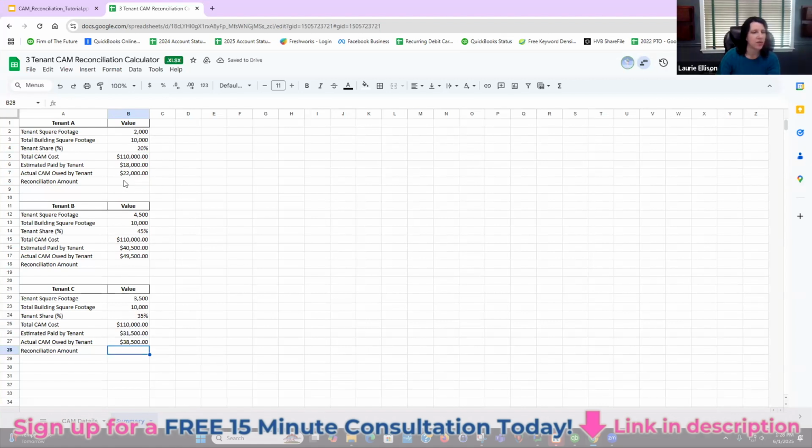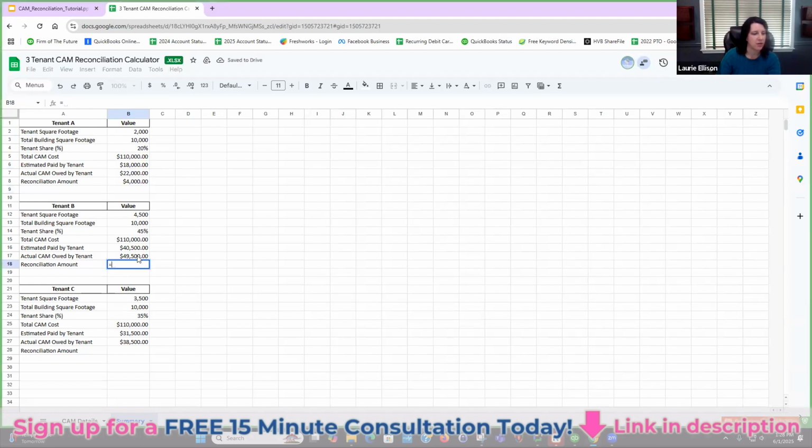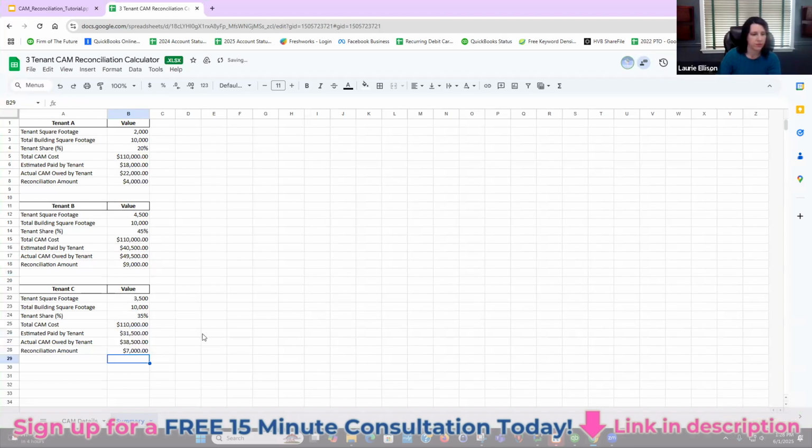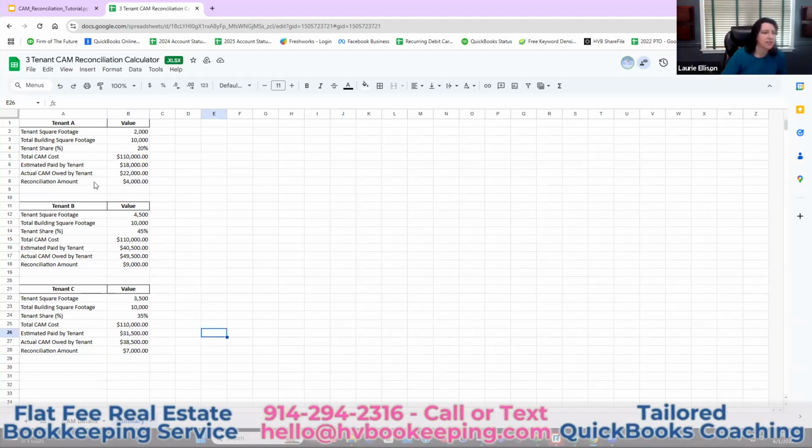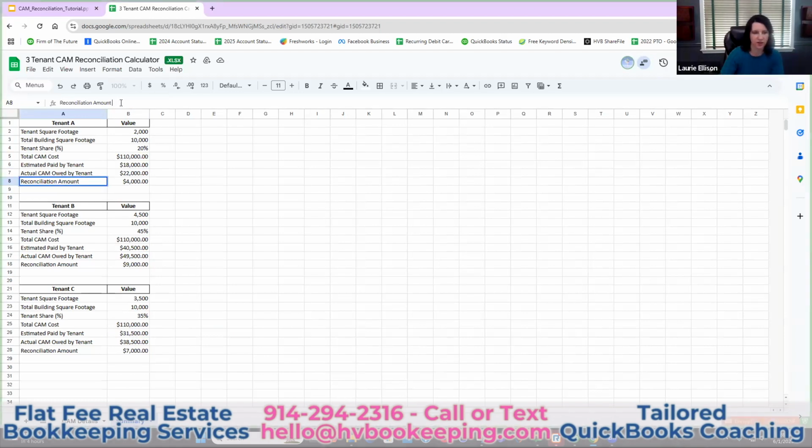Okay. And now the amount owed. So you're going to say the amount that they really should have paid, take away how much they did pay. So that's going to be the reconciliation. Take away. Okay, and then another way to true it up. So now we see that this is their balance due.